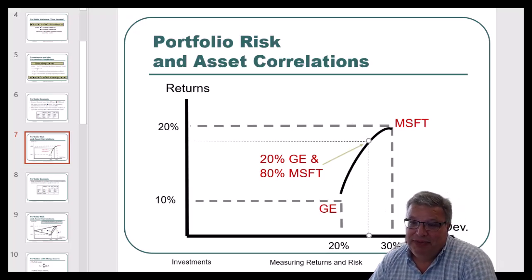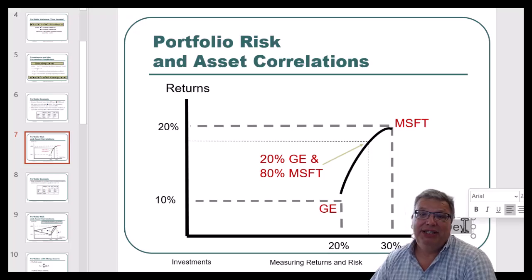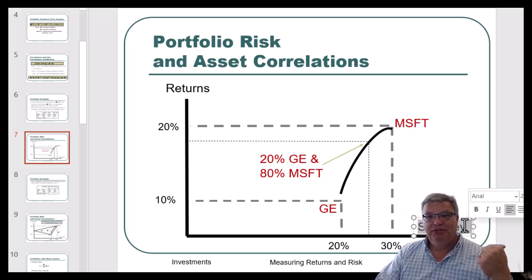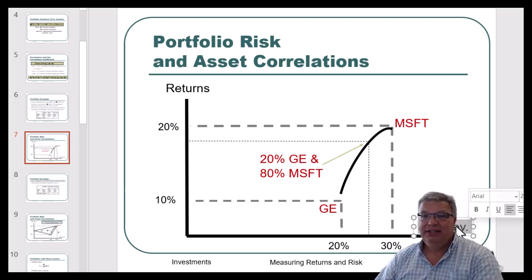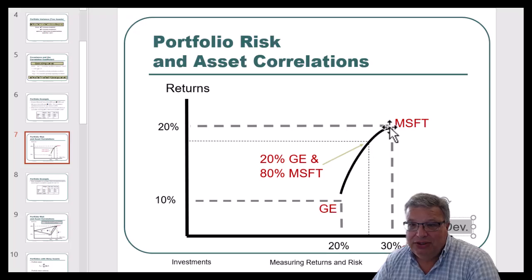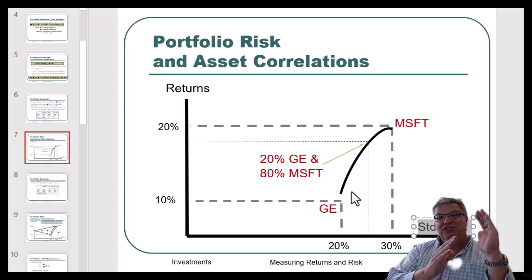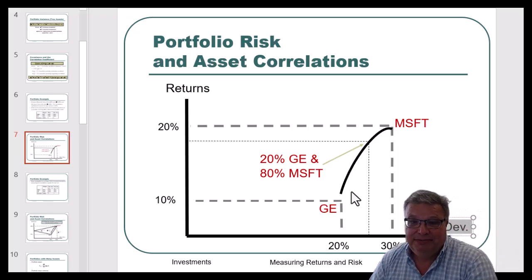And if you look, the scale from left to right is risk or standard deviation. And when you move to the left, you reduce risk. So combining these two stocks, it wasn't a linear combination of the two in terms of a line between GE and Microsoft. It actually moved to the left a little, which reduced risk.